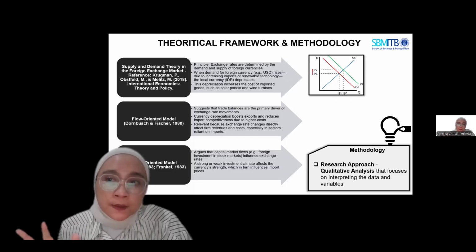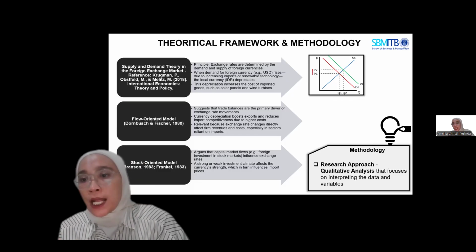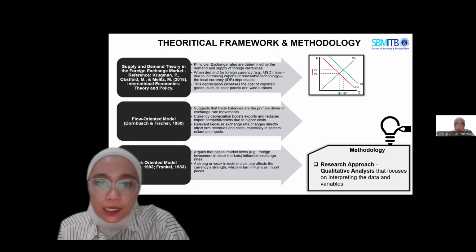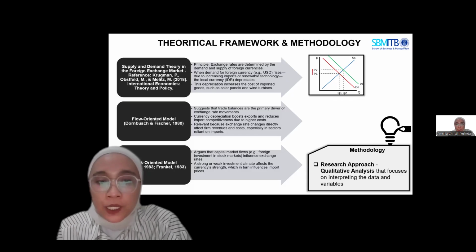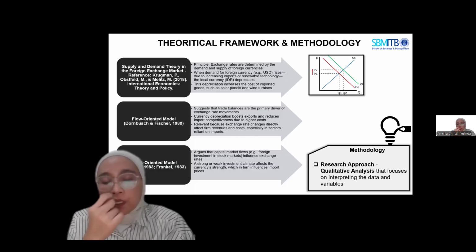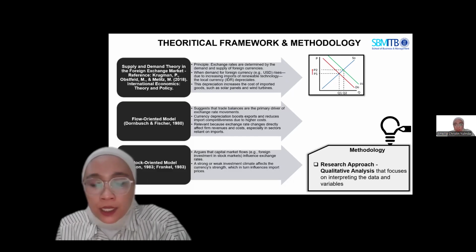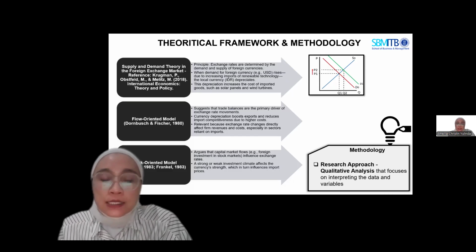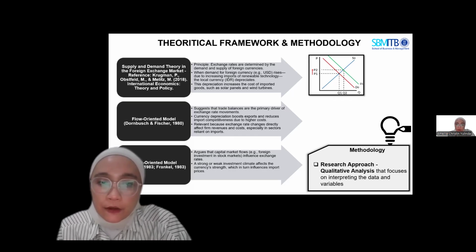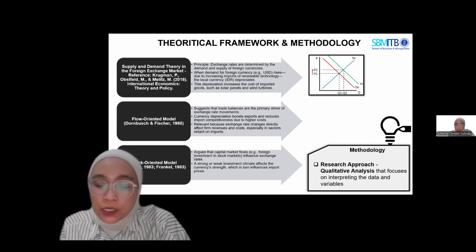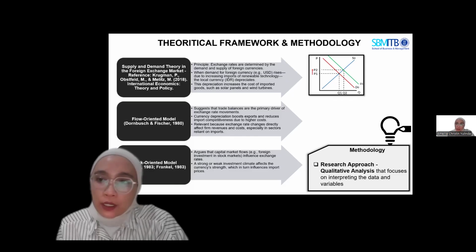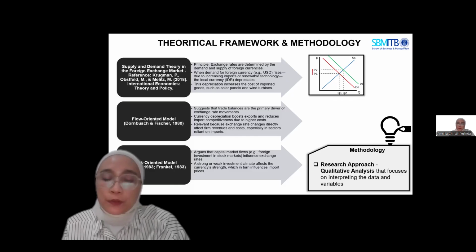This framework suggests that trade balance is the primary driver of exchange rate movements, and that currency depreciation boosts exports and reduces import competitiveness due to higher costs. This is relevant because exchange rates directly affect revenue and cost, especially in sectors reliant on imports.